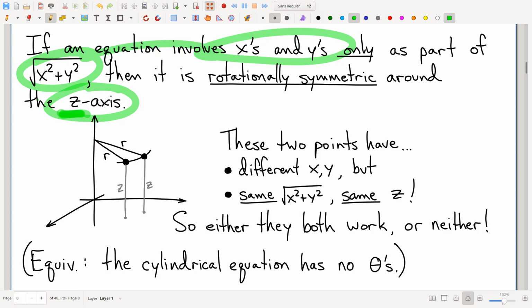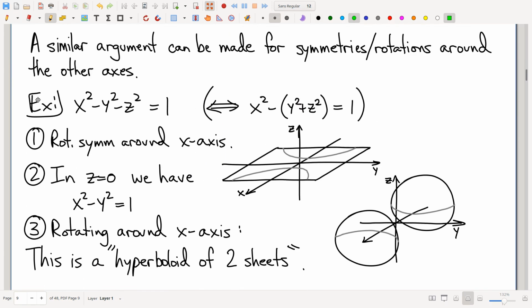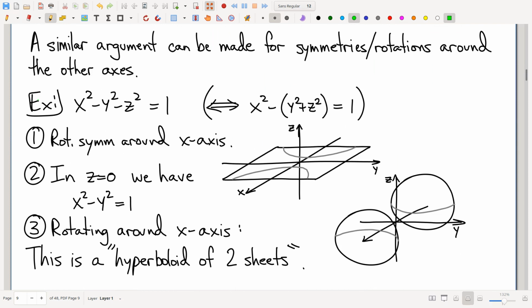You're going to draw a picture that looks a lot like this one, except instead of looking at distance to the z-axis, you'll be looking at distance to the y-axis, etc. A bunch of little details to think through. But anyway, that will give you a valid result. And then likewise, if y and z are the two variables that appear only in the special form, then you have symmetry around the x-axis. So there are actually three versions of this theorem, and I'm going to apply one of those here, looking at this equation. How do I understand what that looks like?